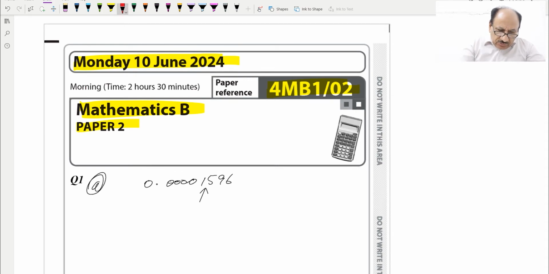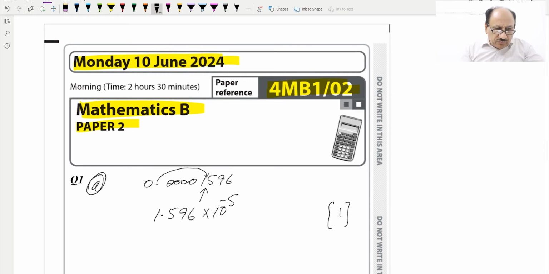So we'll be moving this decimal to be in between 1 and 10, so it will be 1.596, and the jumps we are taking are 1 2 3 4 5 jumps, so into 10 raised to the power 5. This will be -5 because we are jumping to the right. If we are jumping to the left, then it will be positive. And this is the 1 mark part which we have done.